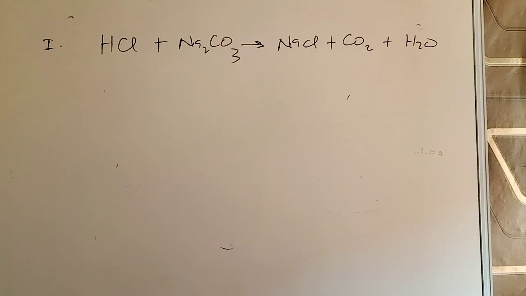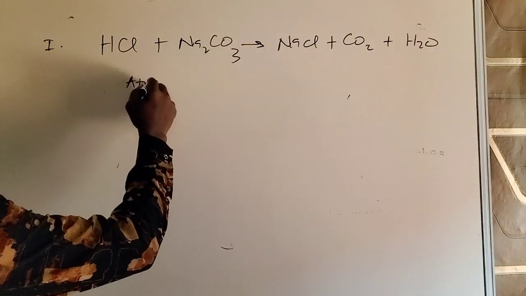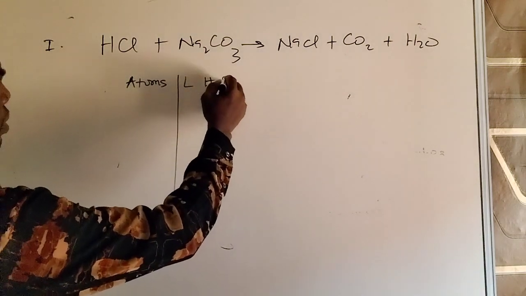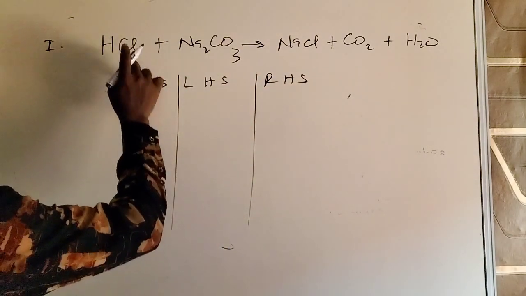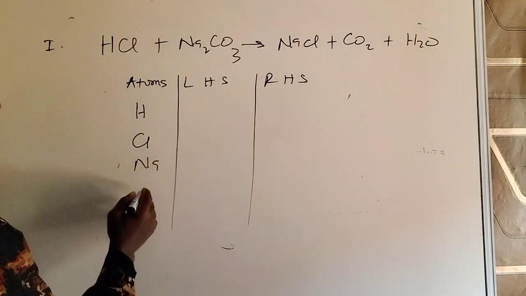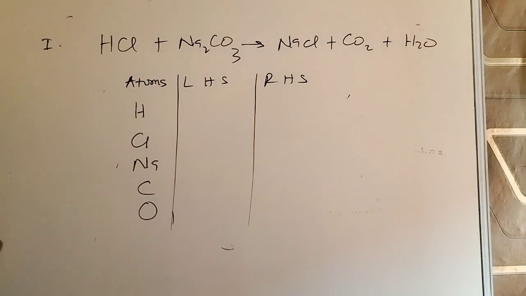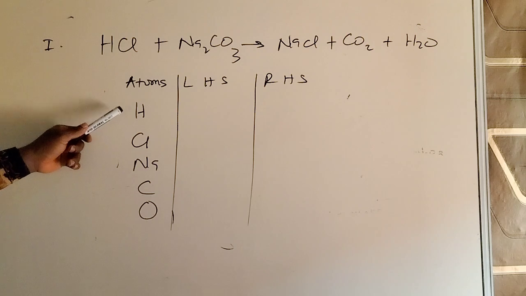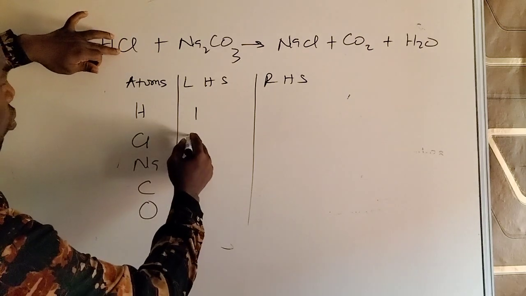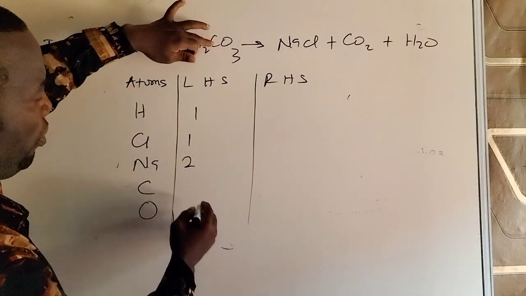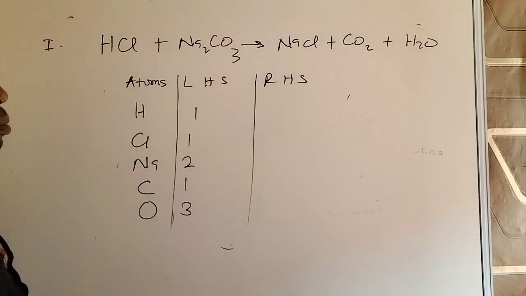For us to know whether it's balanced or not, before we start balancing, we have to list the atoms first. When we list the atoms, we count on the table and see whether it's balanced or not before we start adjusting. So we have a table on our rough work: left hand side, right hand side. The atoms are hydrogen, chlorine, sodium, carbon, oxygen. Then we count the atoms. Hydrogen is 1 atom here, chlorine 1, sodium 2, carbon 1, oxygen 3. Move to the other side.